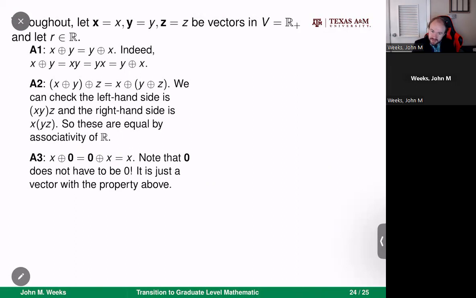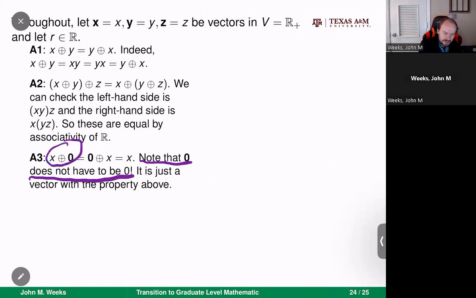The thing that helps us out, first of all, notice that whatever it is, it can't be zero because zero is not positive. So it's not even in our vector space to begin with. Our zero vector needs to be something inside of our vector space. But note that the zero vector does not have to be zero in our vector space. This one's a big one. Note that the zero vector does not have to be the number 0 or anything really associated to 0. It is just a vector with the property given above.